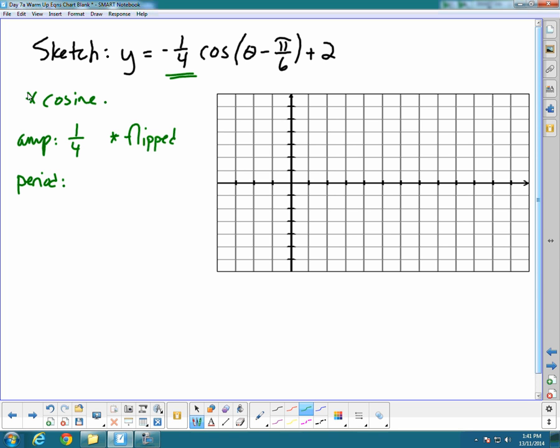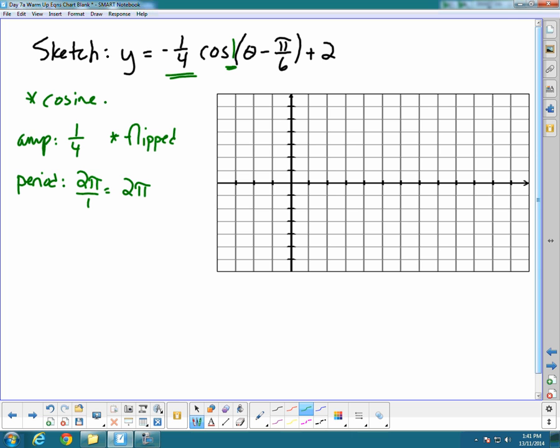The period, I'm going to check to see if there's any k value. There's no k value, or at least it's a k value of 1, which means the period is your normal one. It's just 2 pi over 1, or just 2 pi. Right, 2 pi over k, and k is just 1. So the period is just 2 pi, so that's good news.